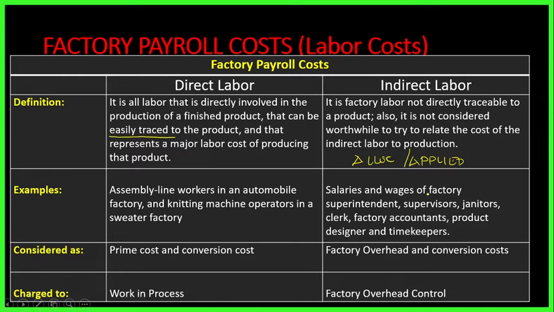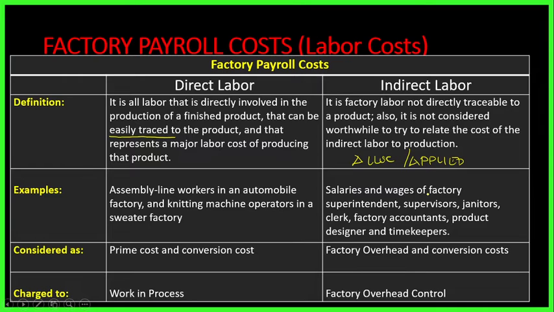Here are some of the examples. For direct labor, you have the assembly line workers in an automobile factory and the knitting machine operators in a sweater factory. Those are all considered as direct labor. Direct labor is a prime cost. So without this cost, the salary of the assembly line workers or the machine operators in a knitting factory, then you will not have your product.